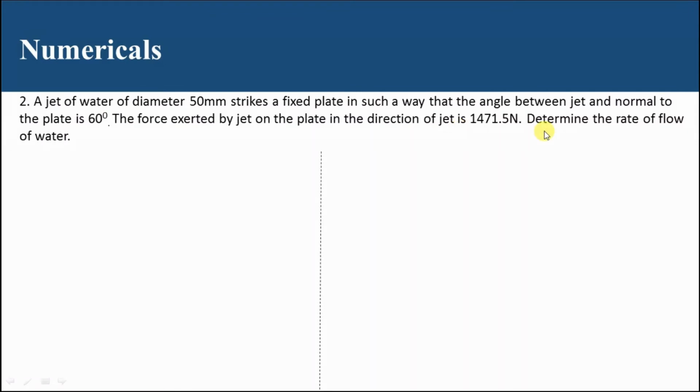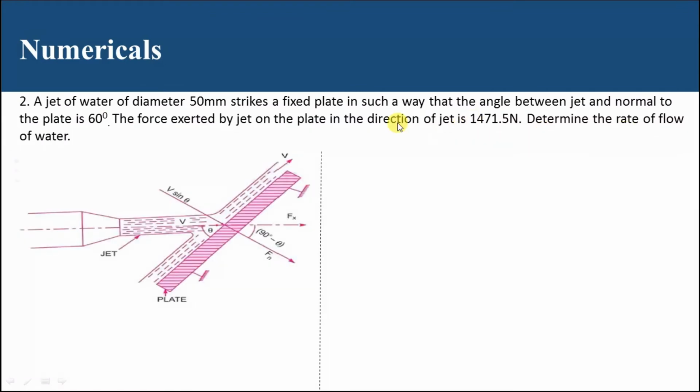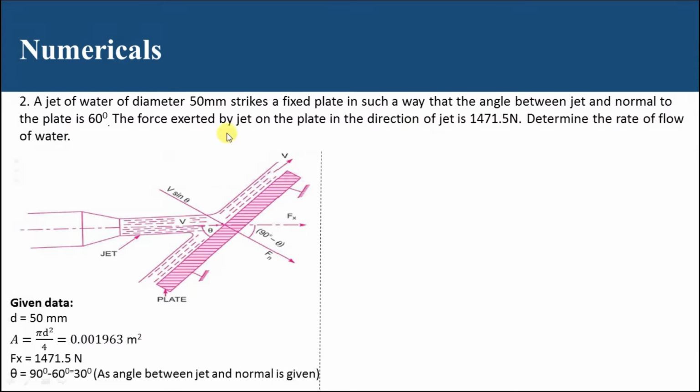We are supposed to calculate the rate of flow. So we'll solve this problem. The diameter of 50 mm was already given, so we can calculate the area as π/4 d², which comes out to be 0.00161963 meter square. Fx is given to us as 1471.5 Newton, and for the angle, we are actually given 90 minus θ.